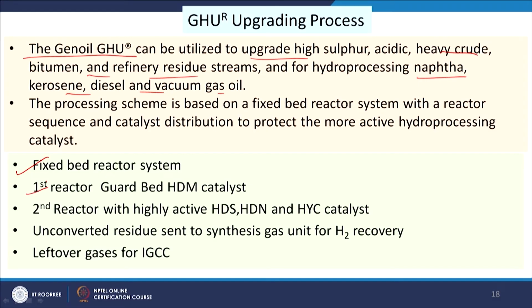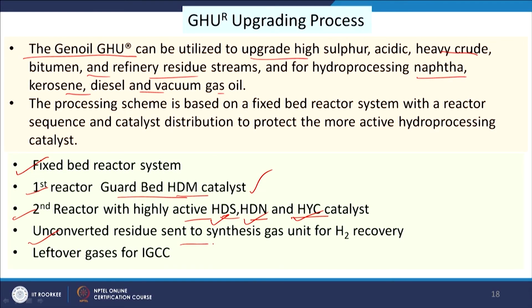In the first reactor, which is a guard bed, the HDM hydrodemetallization catalyst remains. So, demetallization takes place first. Then the second reactor has highly active HDS, HDN and HYC catalysts: hydrodesulfurization catalyst, hydrodenitrogenation catalyst and hydrocracking catalyst. So, these catalysts are there in this reactor. And then the unconverted residue, which has not been converted, is sent to the synthesis gas unit for H2 recovery, and the leftover gases are used for IGCC application.